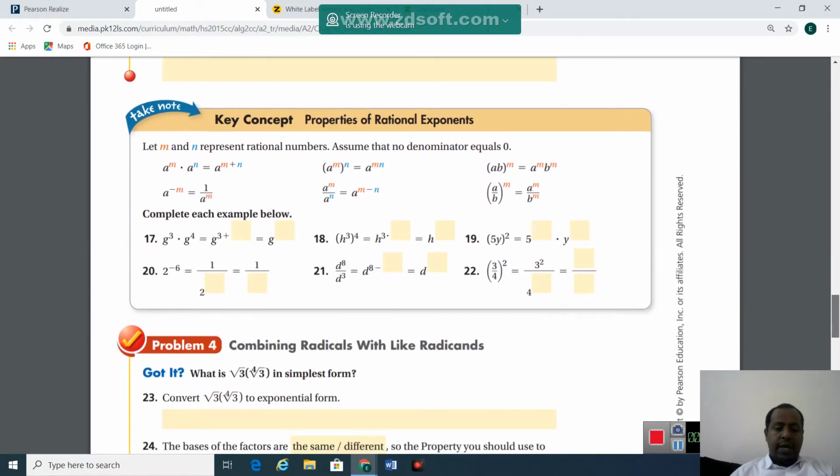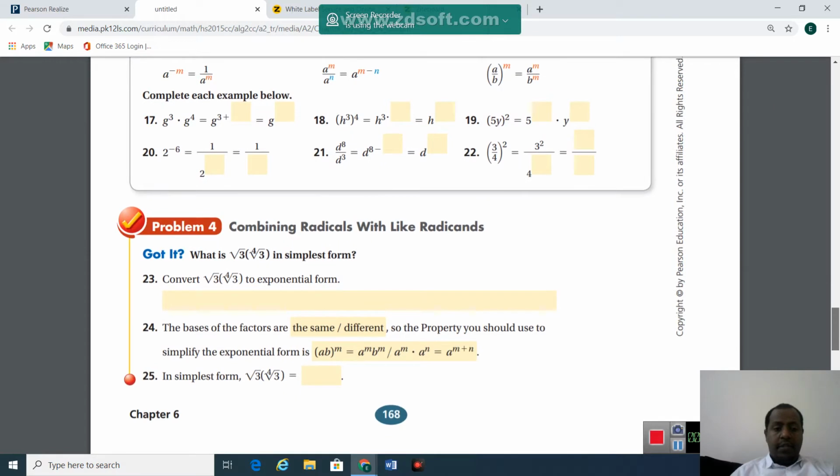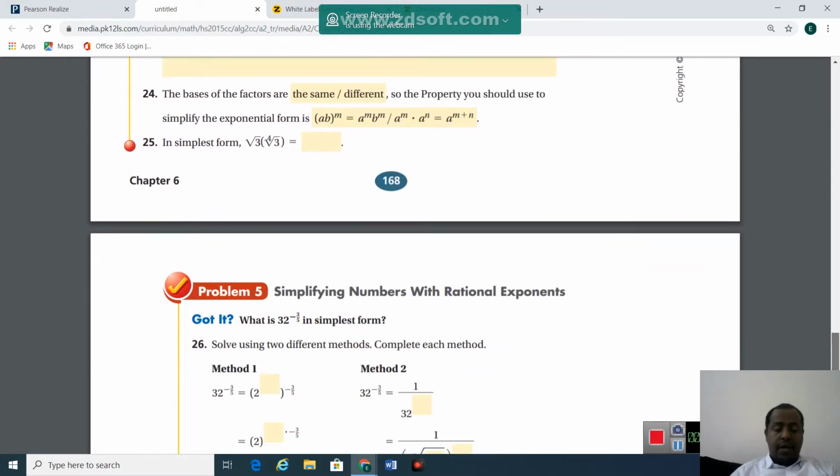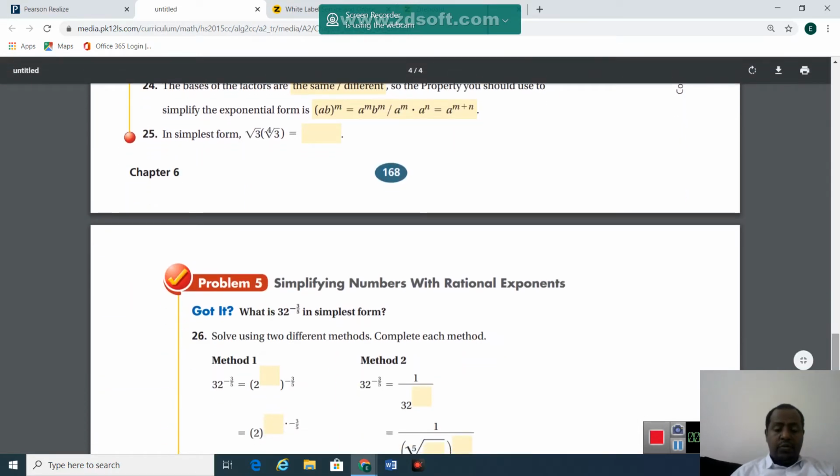And then we will see how to combine radicals. If you remember in section 3, we saw how to find the sum and difference of radicals with the same radicand and without the same radicand. But in this lesson, we will see how to combine radicals involving like radicals. And then finally, we will see how to simplify numbers with rational exponents.